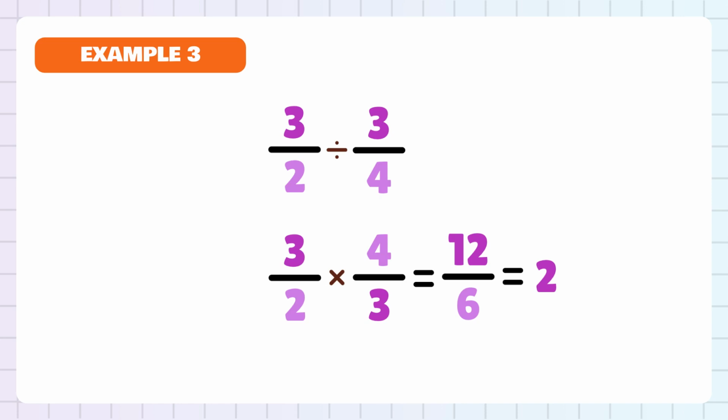Those are some examples to illustrate how to divide fractions. By following the steps of finding the reciprocal of the divisor and then multiplying, you can tackle any fraction division problem with confidence.